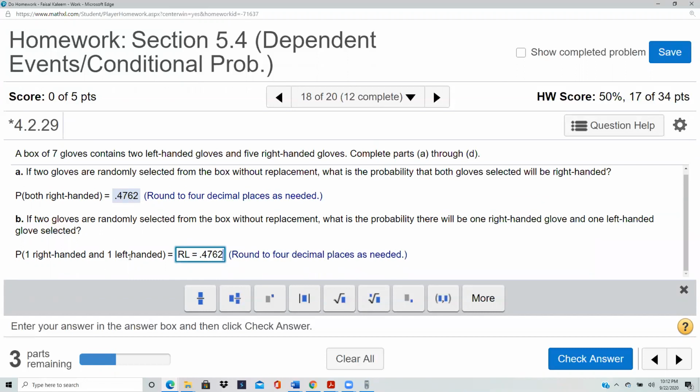Now, the answers to A and B are not always going to be the same. This was just a coincidence. The numbers in this problem were of a nature that they ended up being the same, but there is no rule that this has to always be the same as this.